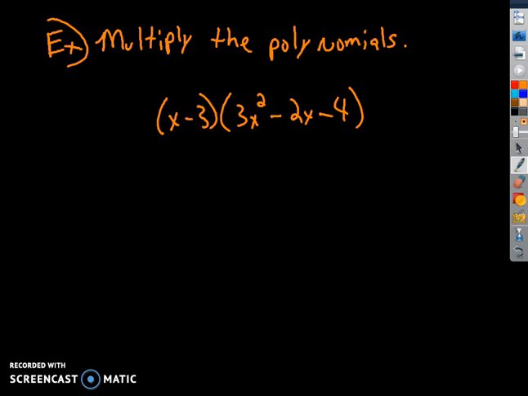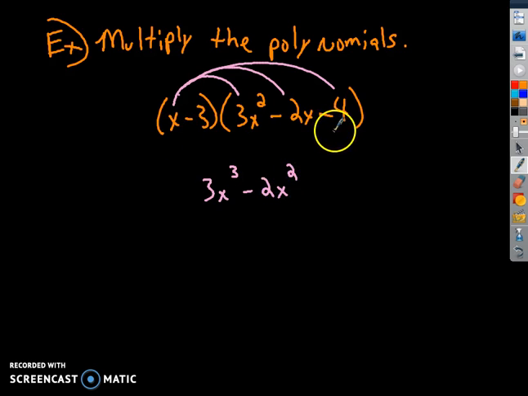This says multiply this binomial times this trinomial. There's lots of ways of doing it. I'll suggest you multiply each term from the binomial into the larger trinomial one at a time. So I suggest you take the x and distribute it to each one using the distributive property. So it's x times 3x squared, which is 3x to the 3rd. Then x times a negative 2x is negative 2x squared. And then x times negative 4 is negative 4x.